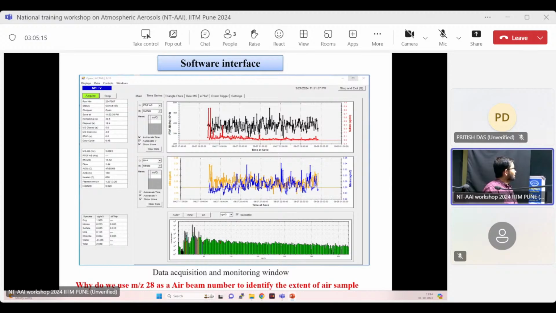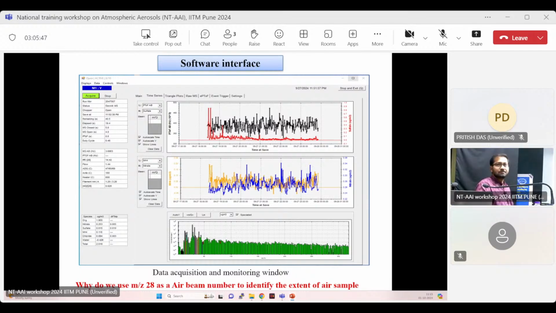So here, we always try to see this air beam concentration. This air beam is basically a measure of how your aerosol particles are reaching from your inlet to your detector. For that, we mostly try to use NBISET 28. This is a very basic thing. Do you know why we use NBISET 28 as a measure of air beam?